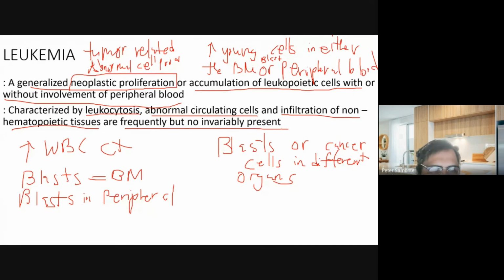invariably present. Again, leukemia is characterized by leukocytosis, increased WBC, abnormal circulating cells, which is the blasts in the peripheral blood. Normally, blasts or young WBCs can only be found in the bone marrow. And there would be infiltration of non-hematopoietic tissues. You could see the blasts in different body tissues aside from the bone marrow, which are frequently but not invariably present.